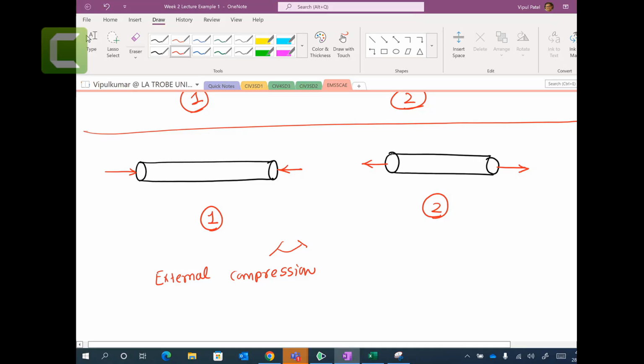I like to add one more definition in your brain. When I say compression, it's wrong. I should put external compression or internal compression. Do you agree with me? If I put the word external compression, it provides more justification.